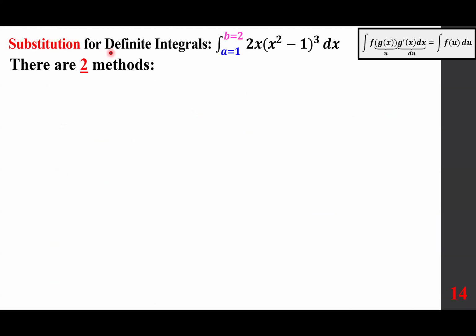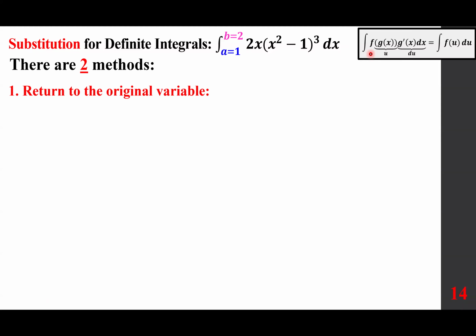Substitution for a definite integral from a to b, in this case the integral of 2x times (x squared minus 1) cubed dx. As you know, a definite integral results in a number. So how do we do that? There are two methods. One is to return to the original variable.